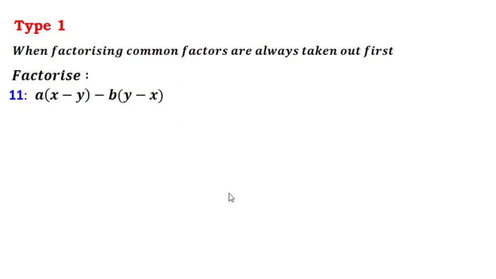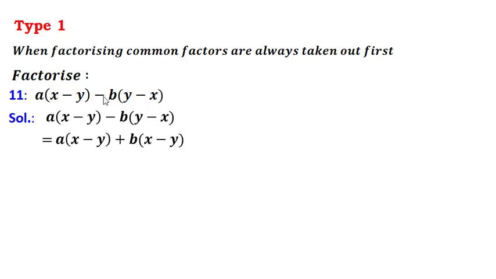Now 11th question, a into x minus y minus b into y minus x. Now here it is x minus y and here it is y minus x. So first thing what I will do, I will first take this minus sign common, so that here also I will get x minus y. So when I take minus sign common, this minus will become plus. So I will write plus b into x minus y.